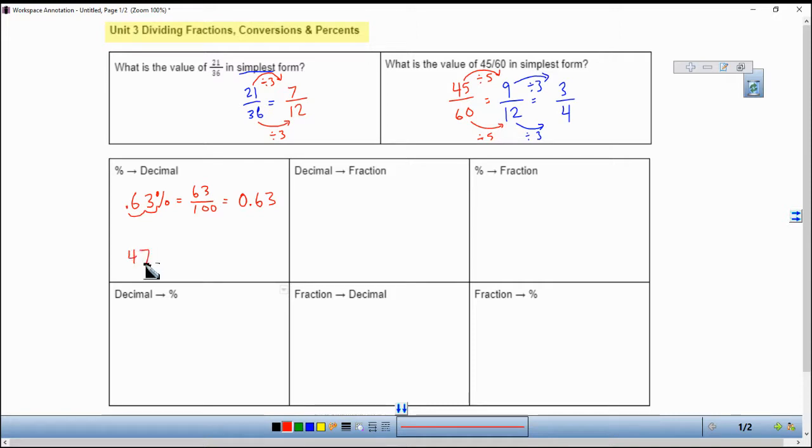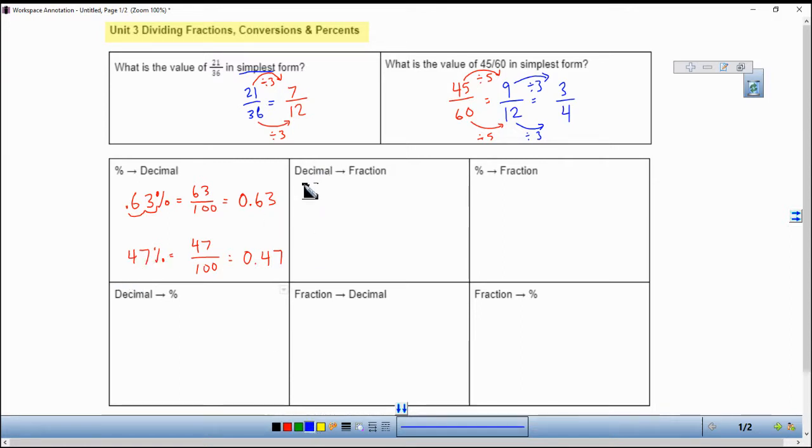Let's try one more. 47% is the same thing as 47 out of 100, which is the same thing as 47 hundredths. All right. Again, we can move the decimal point 2 times to the left. That would do the same thing.